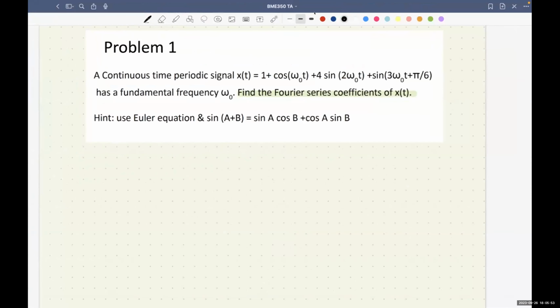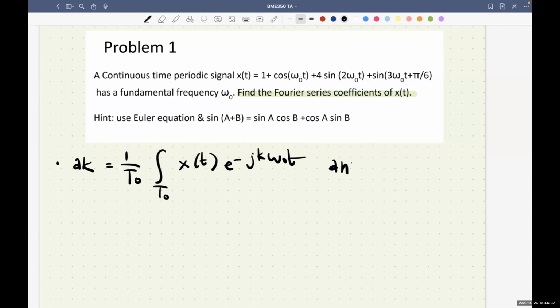Okay, let me write down the analysis equation. a_k equals 1 over T naught, integral of x(t) e to the power of negative j k omega naught t. Okay, this is the analysis equation.